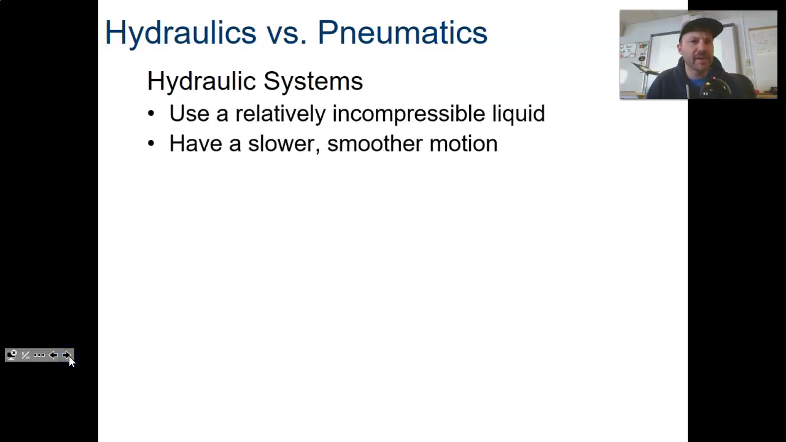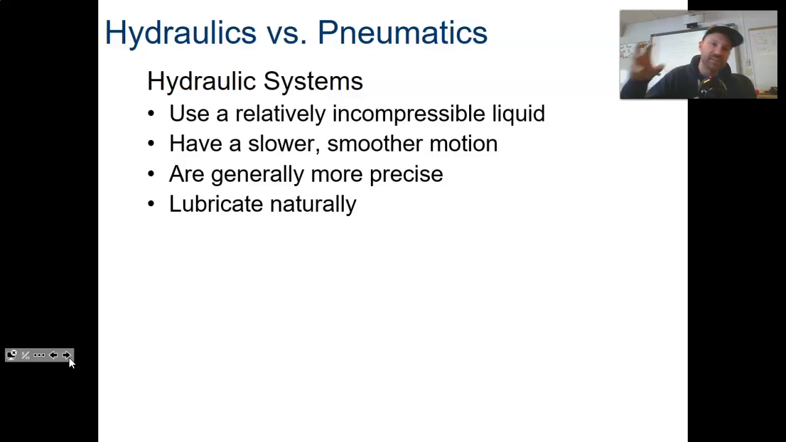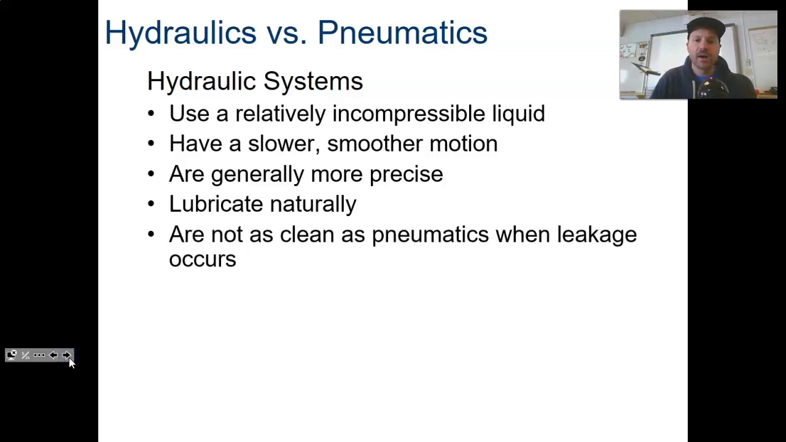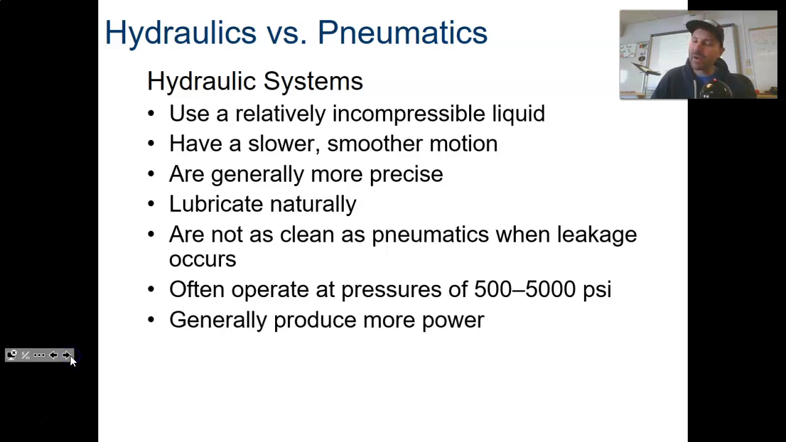Some of the things about hydraulics, they use a liquid and you can't compress them. They're slower. They're more precise in general because they move slower. They lubricate themselves naturally because that hydraulic fluid is a lubricant. They're not as clean because of the hydraulic fluid when it leaks. It can operate between 500 and 5,000 psi, so you get huge pressures inside of hydraulic lines. I mean, 5,000 pounds on every square inch of a line, that's a lot. They can produce more power. So you'll see hydraulics used in applications where you need to lift a lot of weight.